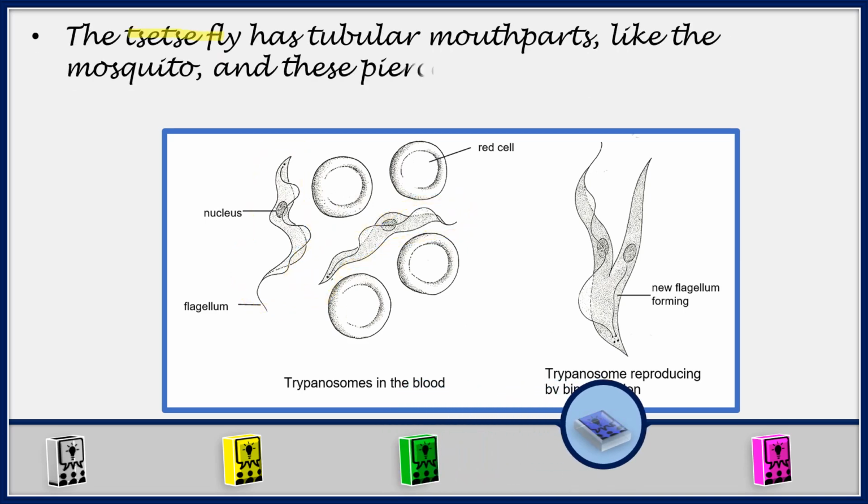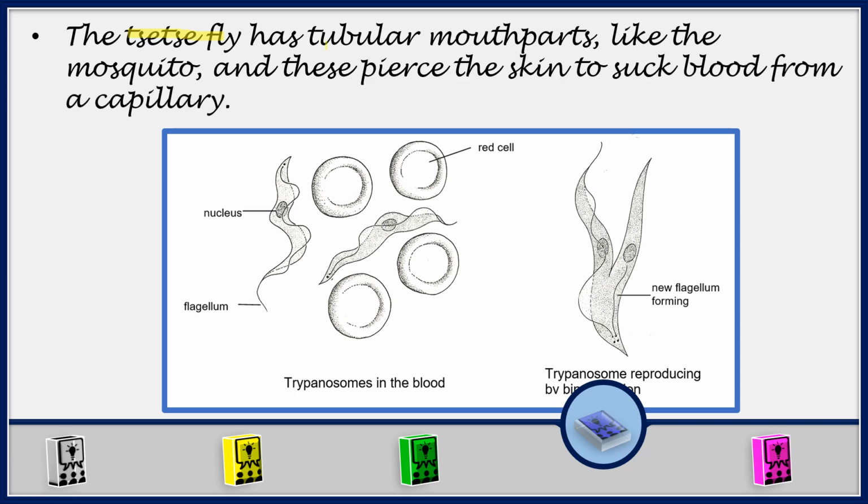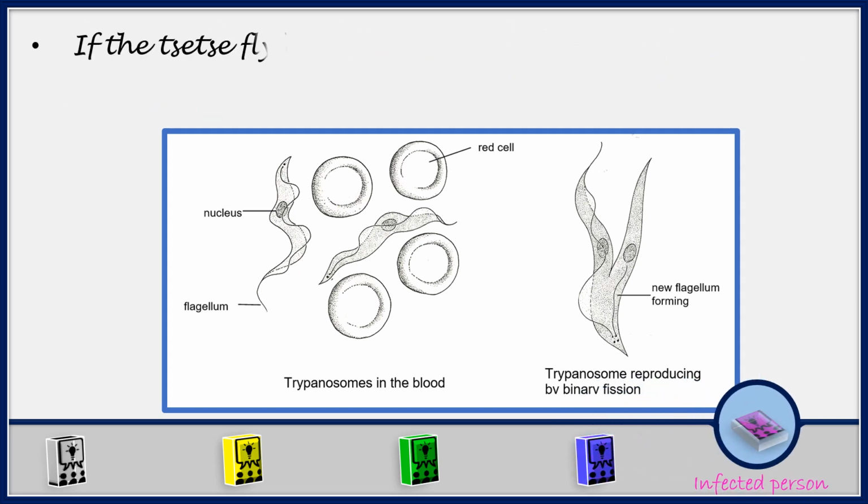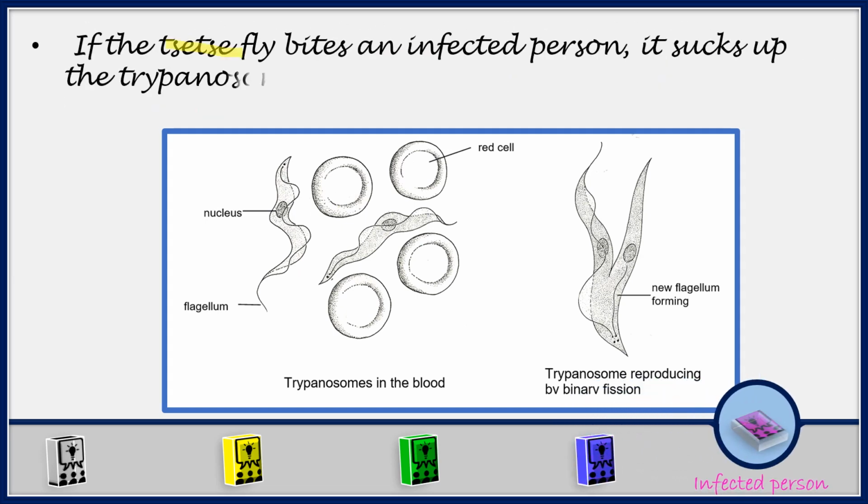The tsetse fly has a tubular mouthpart like that of a mosquito, and these pierce the skin to suck blood from the capillary. If the tsetse fly bites an infected person, it sucks up the trypanosomes with the blood.